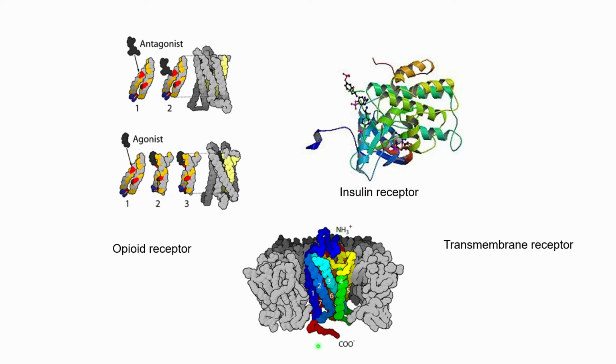Protein changes its conformation and changes transmembrane transport. There are thousands and thousands of different known receptors in human body.